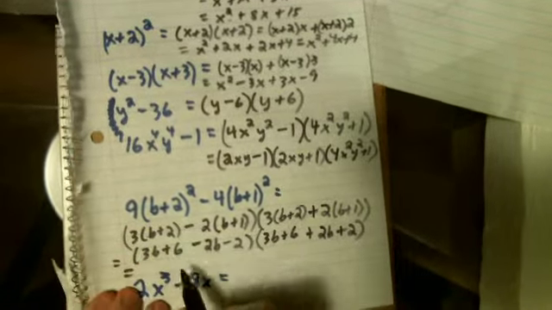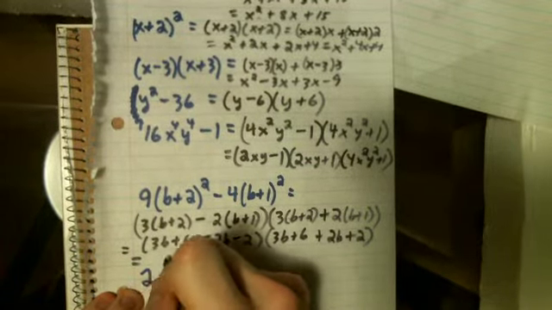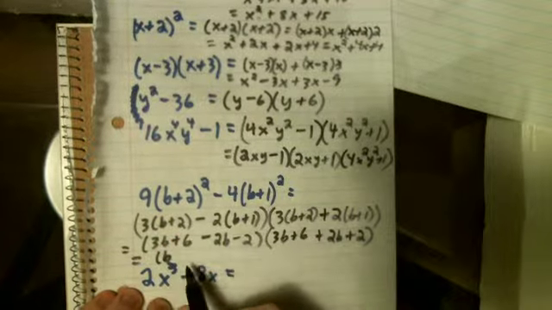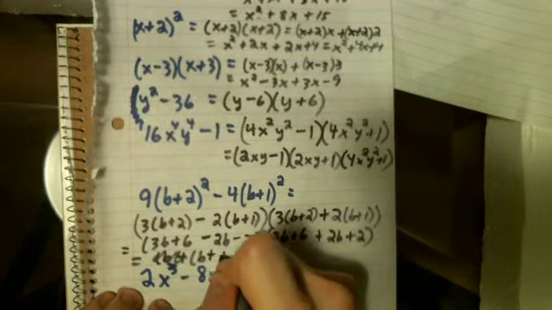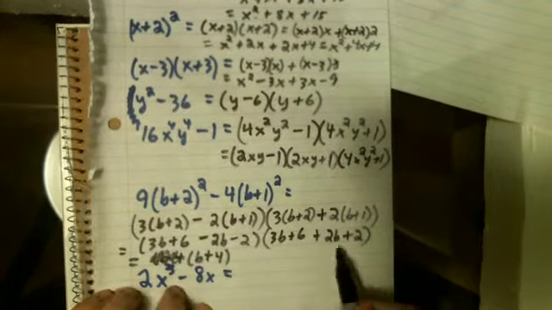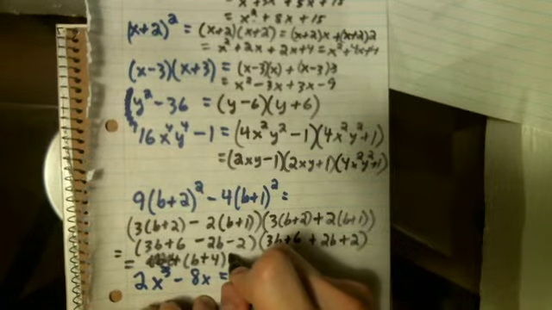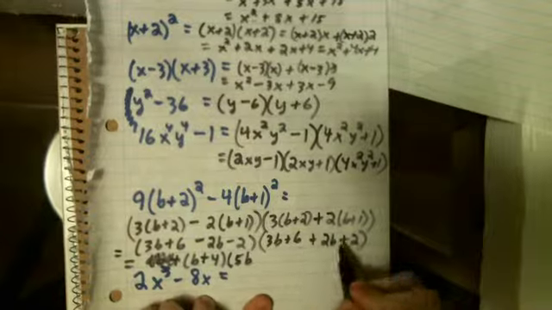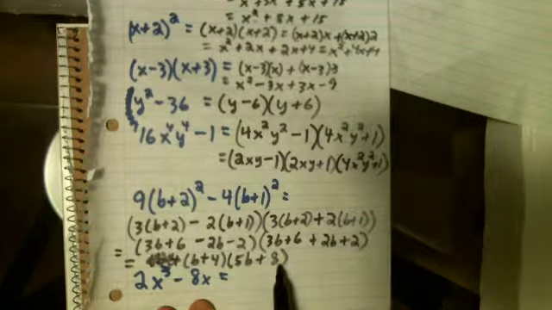And then I can add like terms in each of these quantities. So 3b minus 2b just gives me 1b, so I'll just write b. 6 minus 2 is 4. So in the first parentheses, I should just end up with b plus 4. Now in this second parentheses, I have 3b plus 2b. That gives me 5b. And 6 plus 2 gives me 8. So that's a very much nicer looking answer.